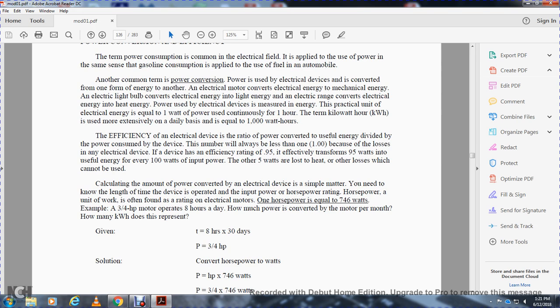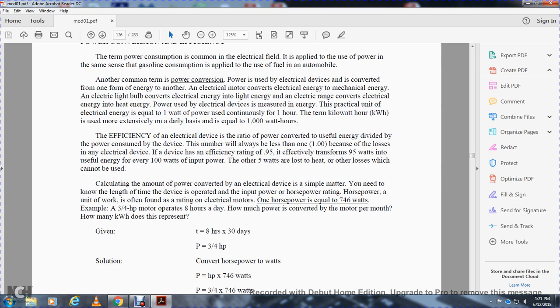A horsepower rating is a unit of work often found with the rating of electrical motors. 1 horsepower is equal to 746 watts. Example: a three-quarter horsepower motor operates an 8-hour day. What is the power converted in a month, in kilowatt hours? The time is 8 hours and 30 days, so that would be your time.